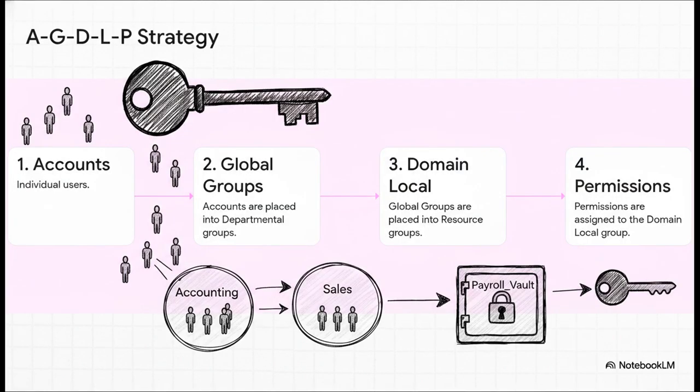So the industry standard solution is this really clever method called AGDLP. It stands for Accounts Go into Global Groups, which go into Domain Local Groups, which are then assigned permissions. It basically works like a master key system. You put user accounts into global groups based on their department, like accounting. Then you put that entire group into a domain local group that's designed for a resource, like payroll_vault access. And then you assign the permission, the key, to that resource group.